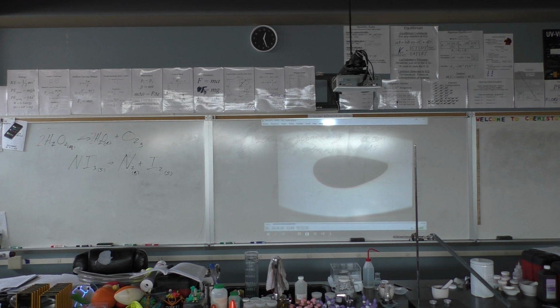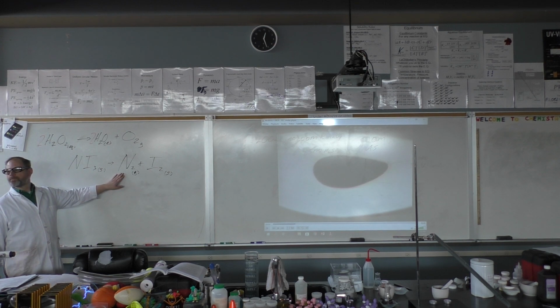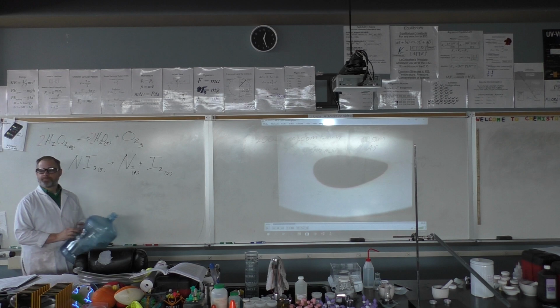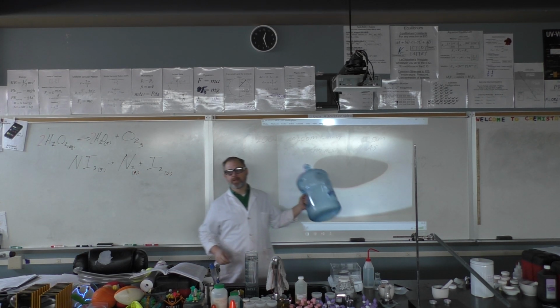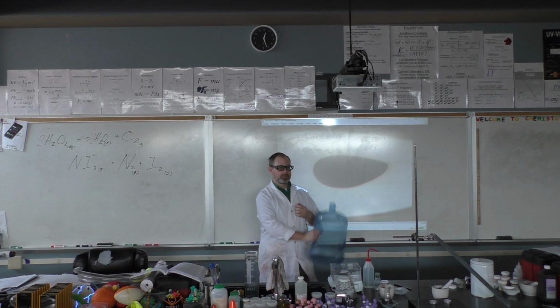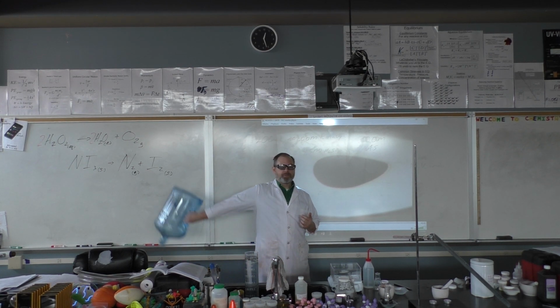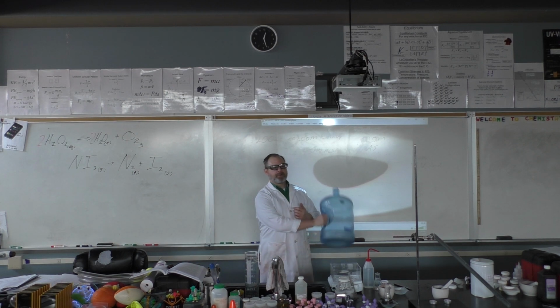Where did the other nitrogen come from? Nitrogen is diatomic, so it needs to be N2. Just like iodine is also diatomic, it needs to be I2. Most of you already balanced it, right? Back row, you've been done?